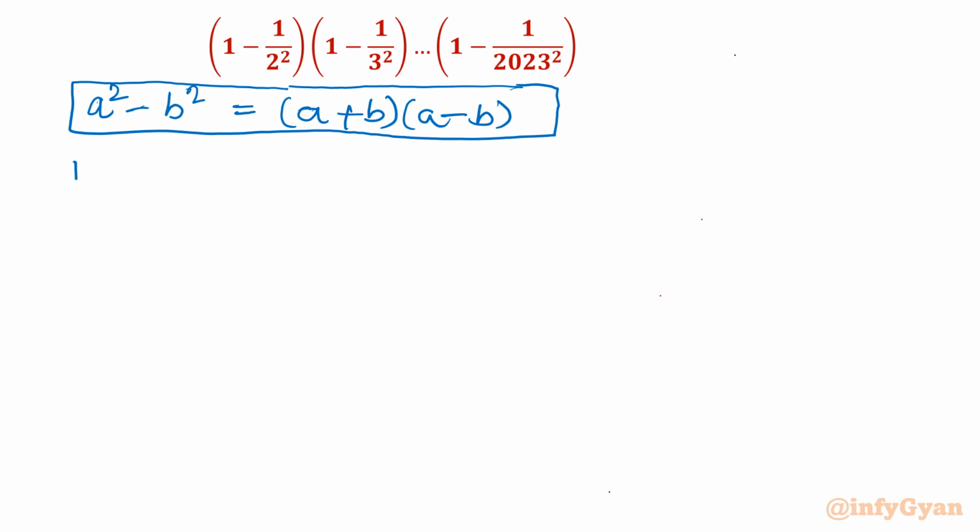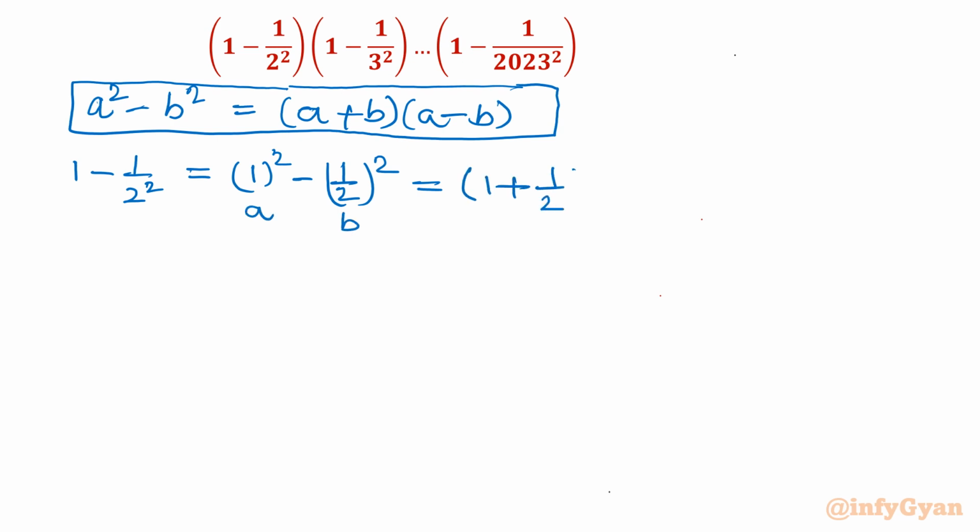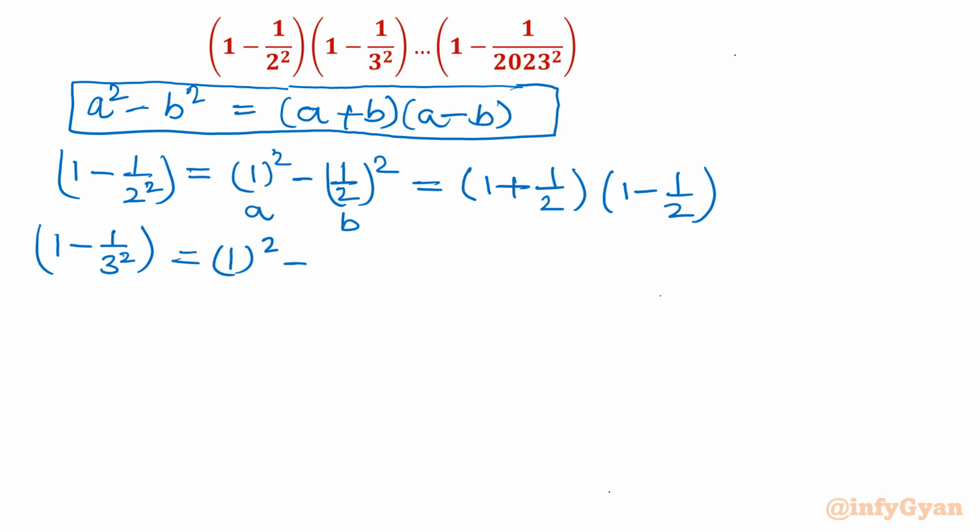So I can write 1 minus 1 over 2 square as 1 square minus 1 over 2 whole square. Then this will be a, this will be b. I will get 1 plus 1 over 2 times 1 minus 1 over 2. Similarly, for the second parenthesis, I can write 1 whole square minus 1 over 3 whole square. So this value will come out as 1 plus 1 over 3 times 1 minus 1 over 3.